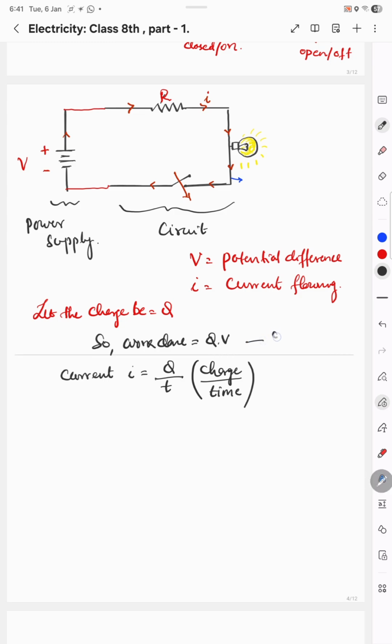So let's make this equation 1 and let's make this equation 2. So now when we put the value of I from this equation, my Q will be I into T. Let's take this as equation 2.